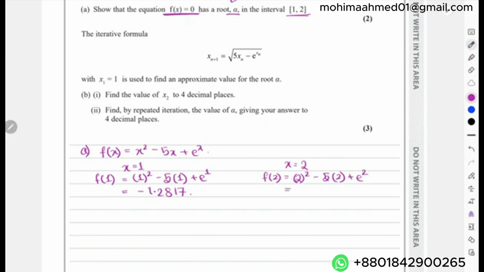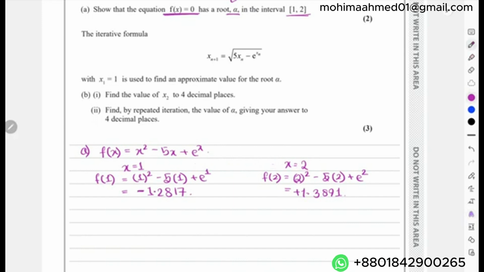So if you do this value again, sorry, I actually made a mistake. Okay, now you get a value of 1.3891. Now we can clearly see this is a minus value and this is a plus value. So for x equals 1, you got a negative value, x equals 2, you got a positive value. That means obviously your root a must lie in between this range, because there is a change in sign from negative to positive between 1 and 2. That means there was some point where the remainder would be 0, confirming that a must lie in between this range.